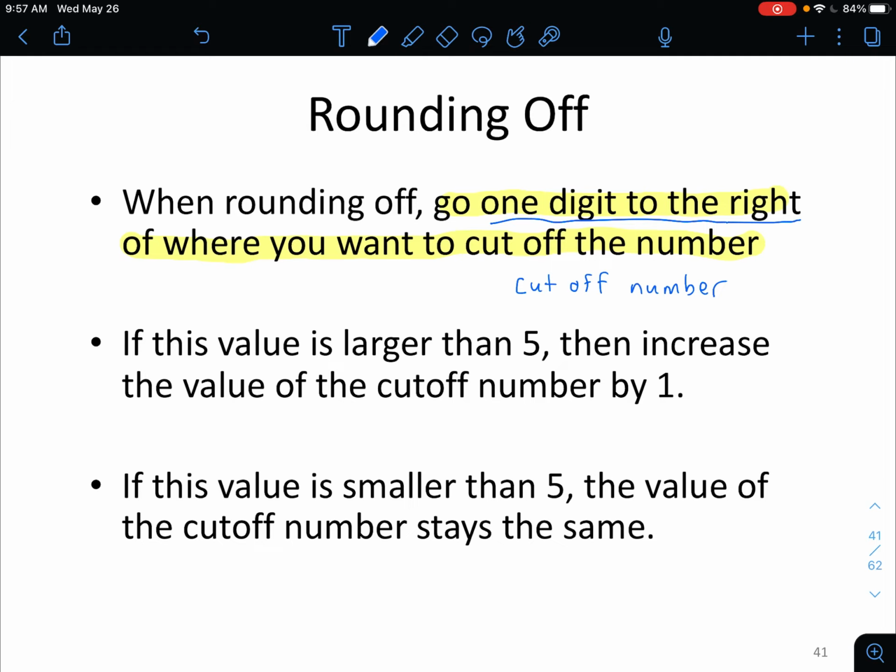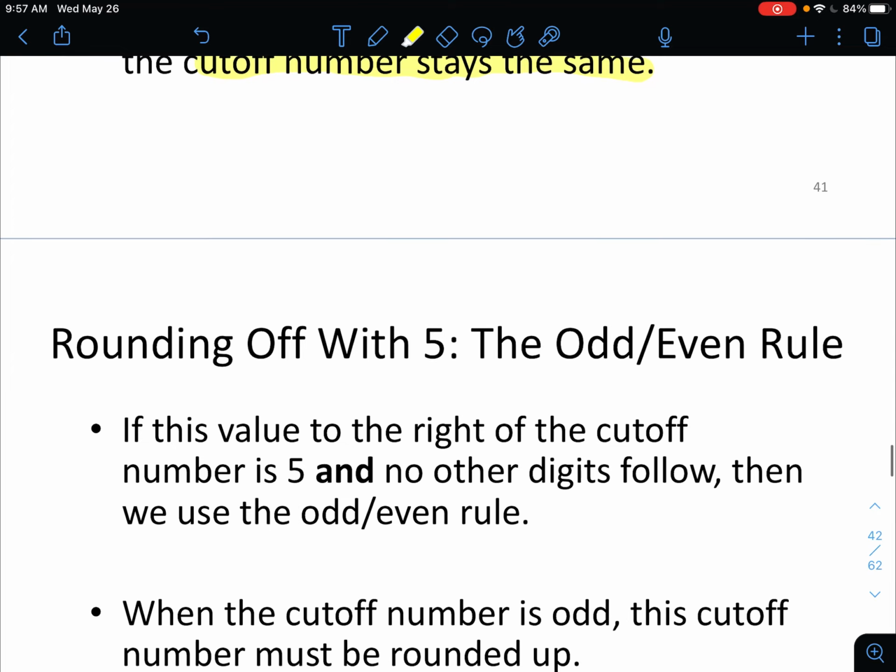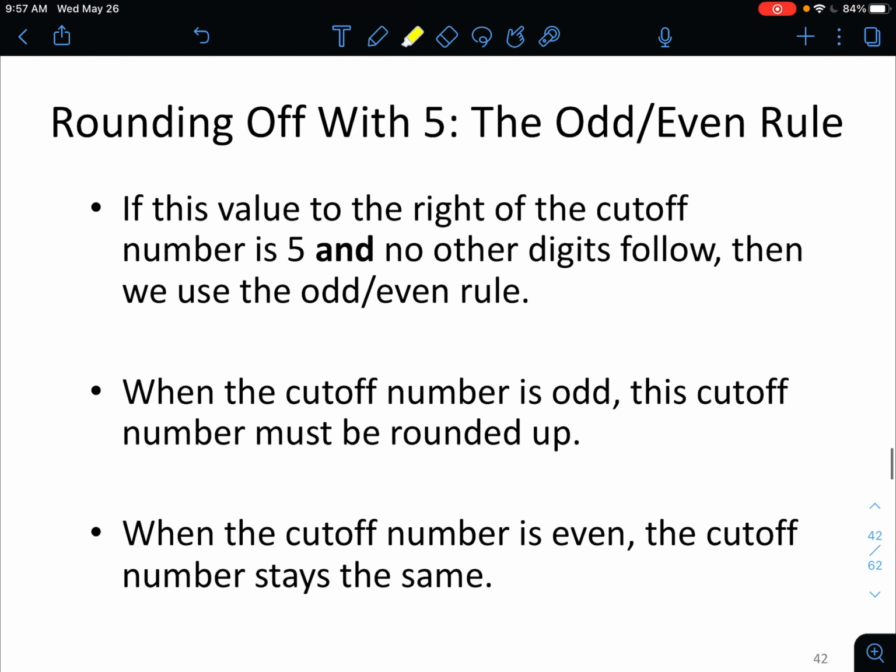If the value after the cutoff number is larger than 5, then you increase the cutoff number by 1. If the value is smaller than 5, then the cutoff number stays the same. So that should be old news, right? And notice we didn't say anything about what if it is 5. That's what we're going to address next. So we're going to talk about something called the odd-even rule, and this is probably the part of rounding that may not be familiar to you.